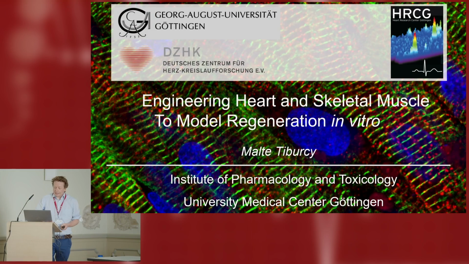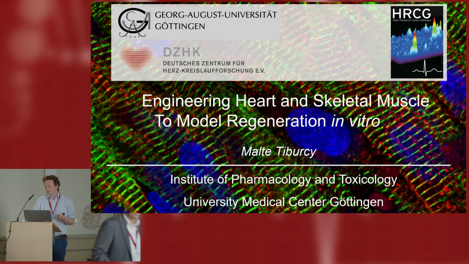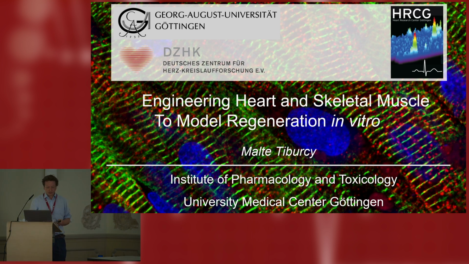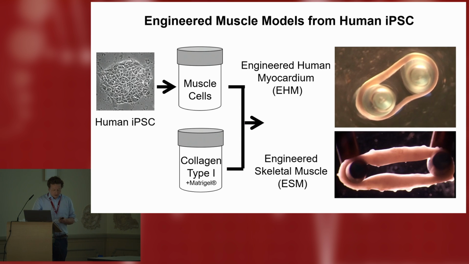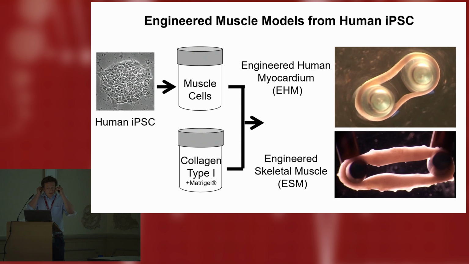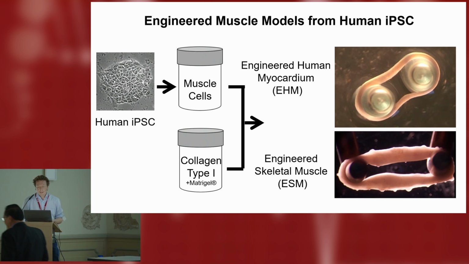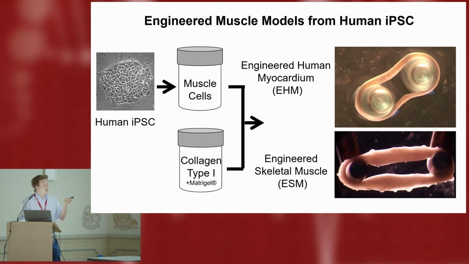Indeed, I changed the title a little bit to talk about some tissue engineering of muscle and how this may help to address certain aspects of regeneration in vitro. So the approach of our lab to generating human muscle in vitro is pretty straightforward. We start with human iPS cells, we make muscle cells, and then combine them with a hydrogel, mainly collagen 1, to either produce heart muscle from heart muscle cells or skeletal muscle tissue, which you can see down here.